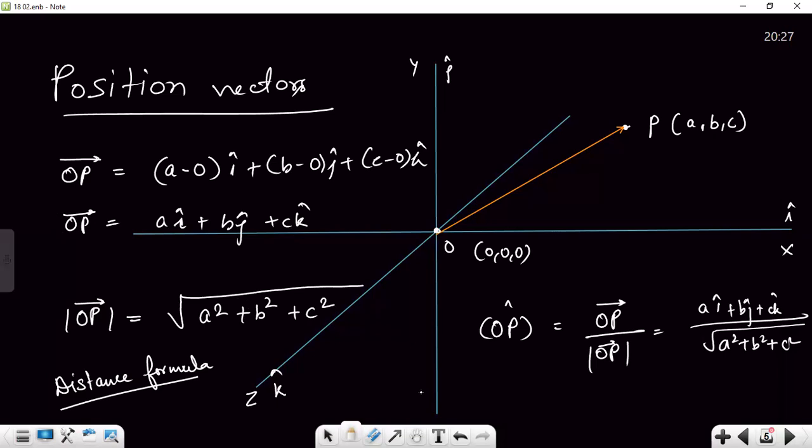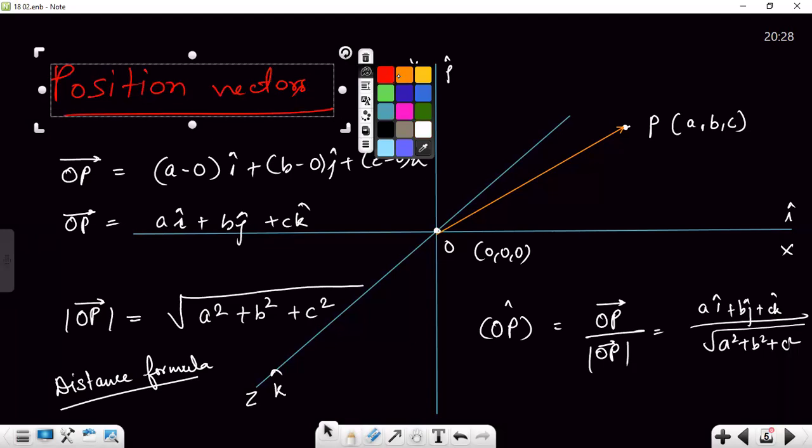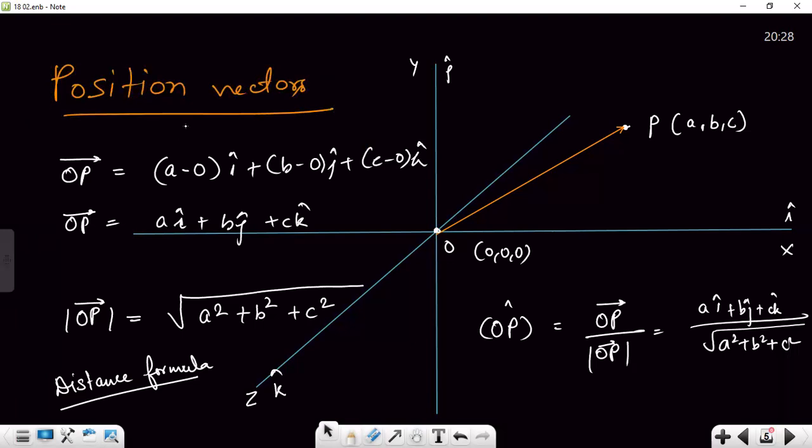So is the concept of vector clear? What is the vector, what is unit vector, and what is magnitude? It's very important for you to understand. If you have any doubt, please ask. No doubts? No, sir.